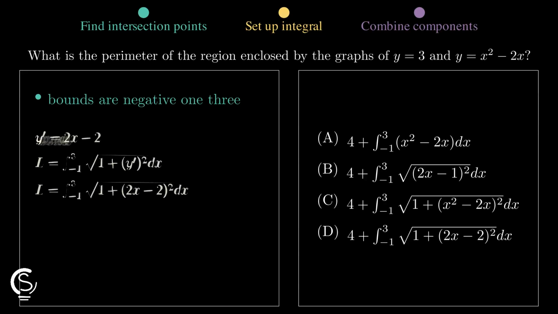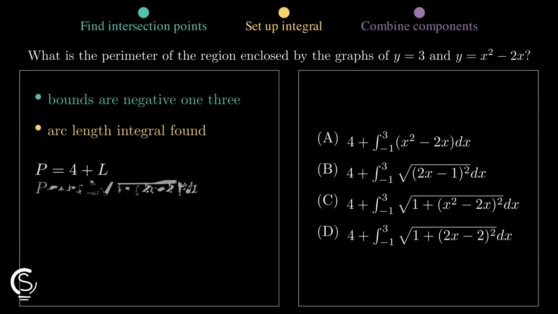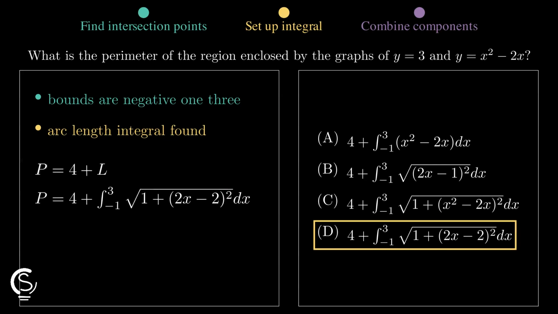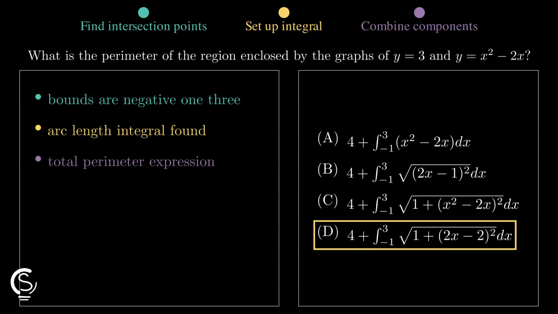Finally, add the length of the straight line segment at y equals 3. The distance between x equals -1 and 3 is 4, completing our final perimeter expression. Nice!